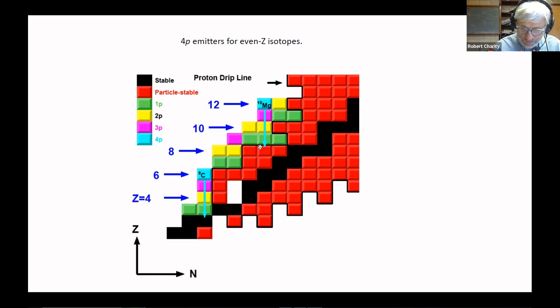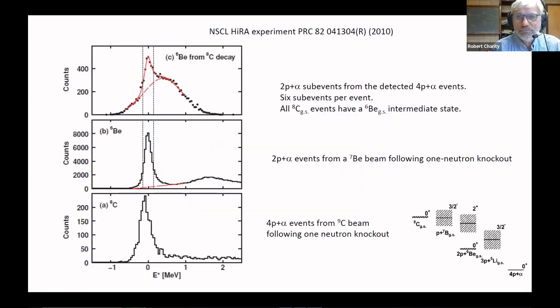Okay, so I'll show you some data from both of those. So concentrate on this bottom slide. So we made carbon 8 from a carbon 9 beam, knocking out a neutron. It 4 proton decays to an alpha.